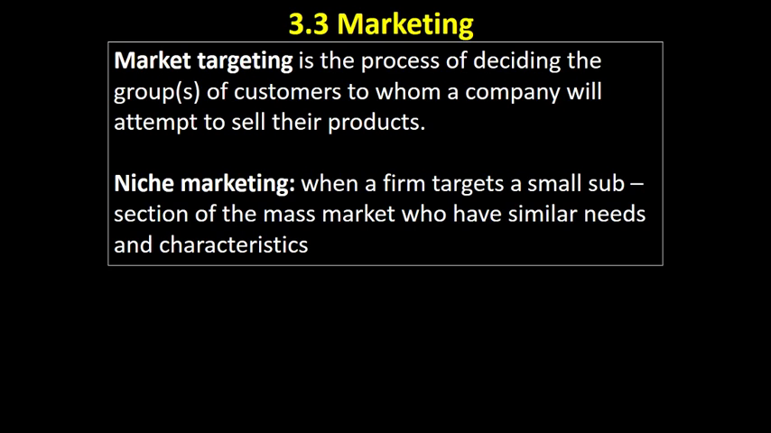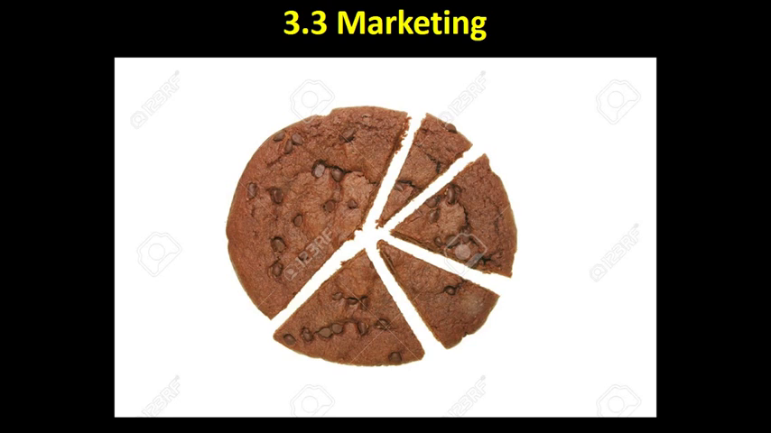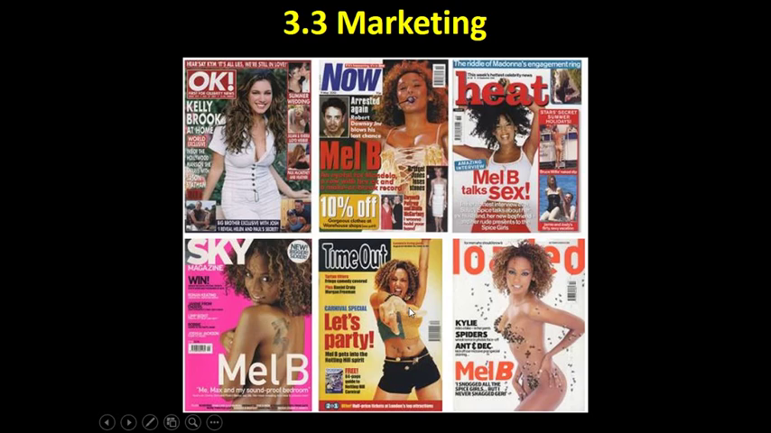It might of course be quite a big group of consumers, but what we're doing essentially is breaking the mass market down into these different groups of consumers with different needs, and we're targeting our product specifically at them. So just a couple of examples.